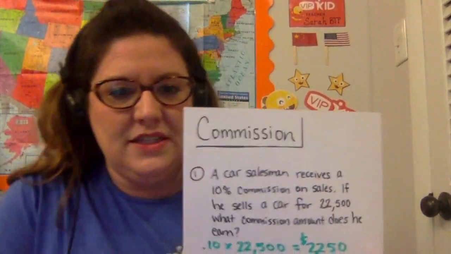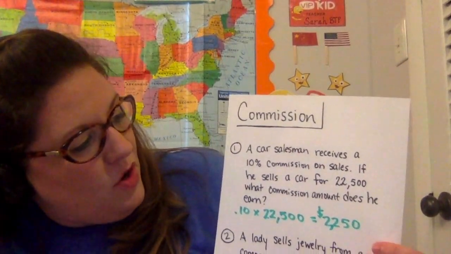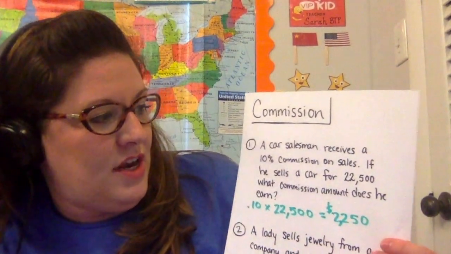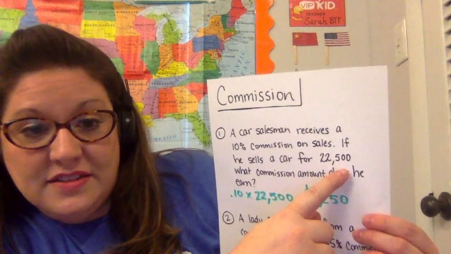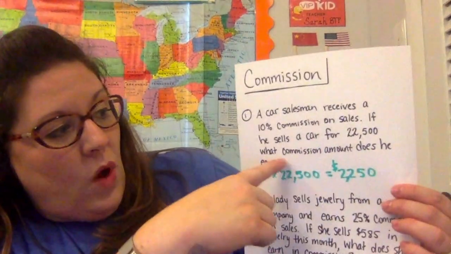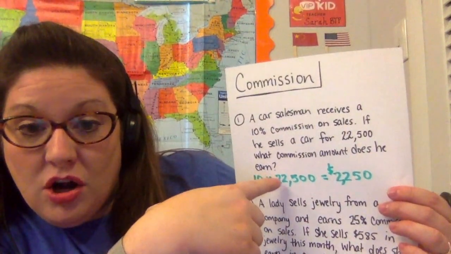So let's take a look at what commission examples can look like. Let's look at this first example I've come up with for us. A car salesman receives a 10% commission on sales. If he sells a car for $22,500, what commission amount does he earn?